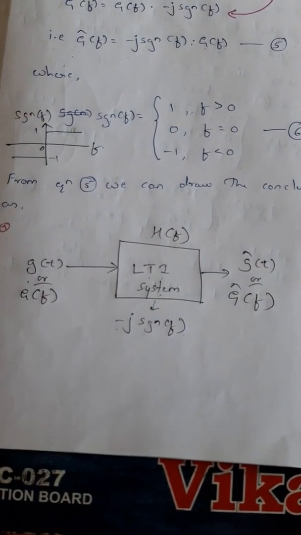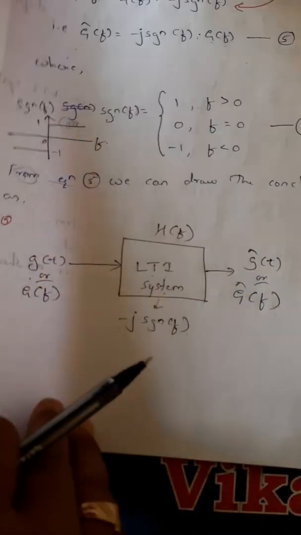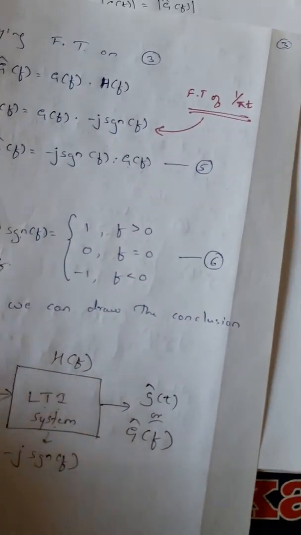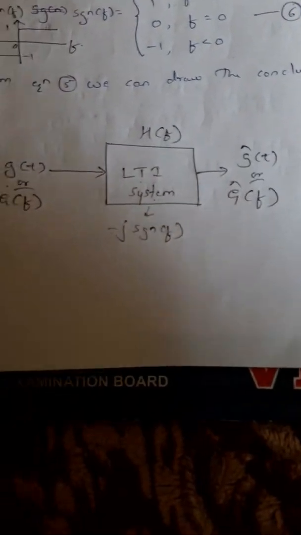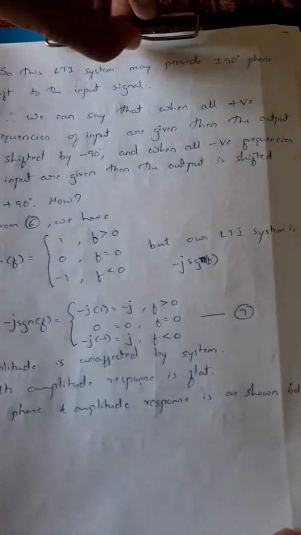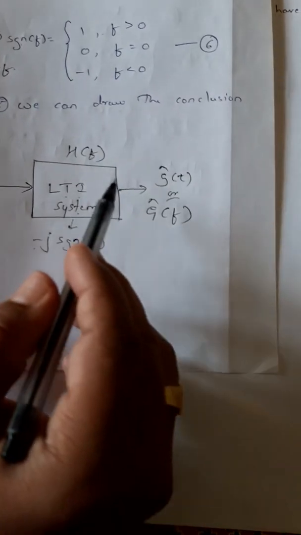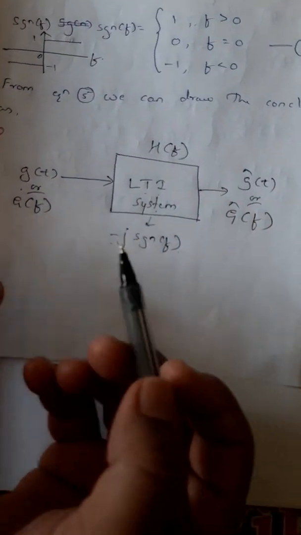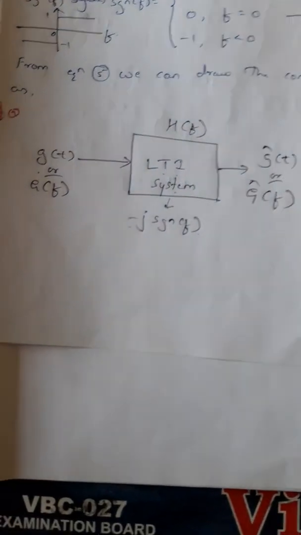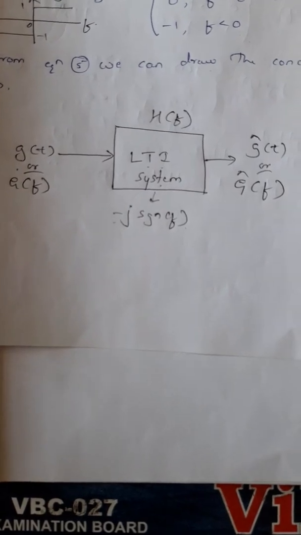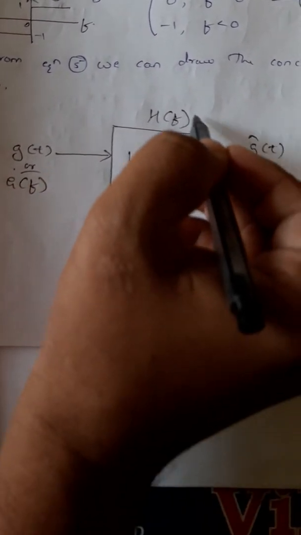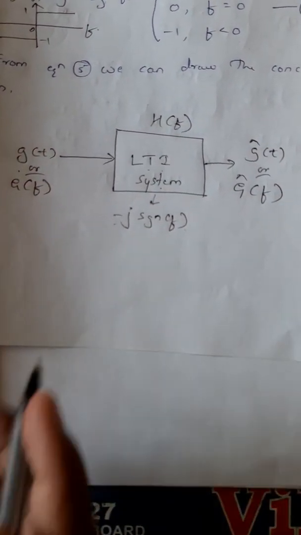So this is what the diagram is. Now next, this is the LTI system. Maybe I can say that this particular LTI system is providing a plus or minus 90 degree phase shift. This may be the system which is providing the plus or minus 90 degree.